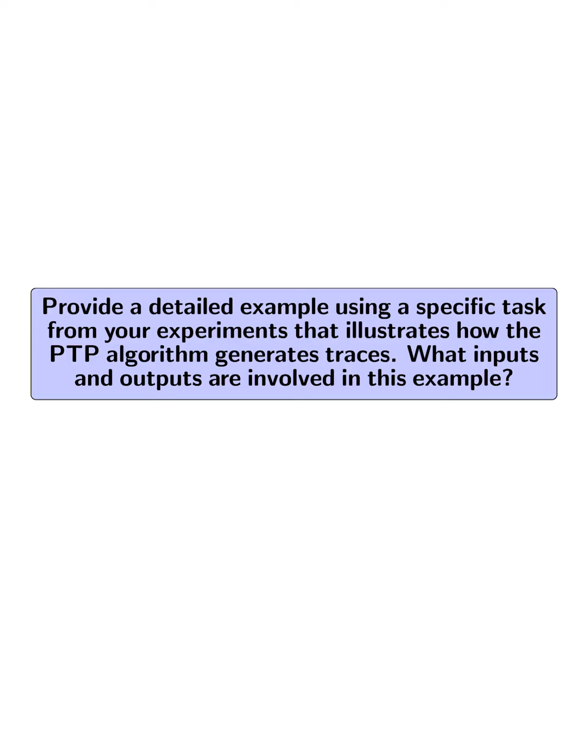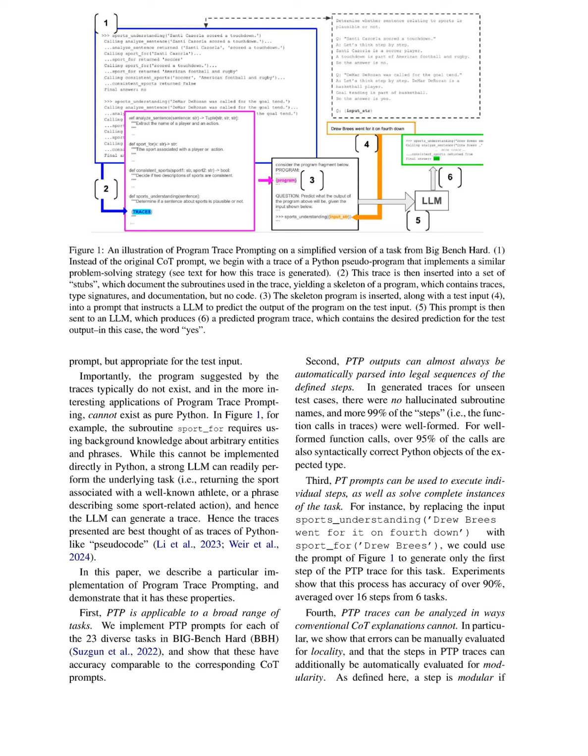Provide a detailed example using a specific task from your experiments that illustrates how the PTP algorithm generates traces. What inputs and outputs are involved in this example? In our experiments, we applied the program trace prompting, PTP, algorithm to the task of sports understanding, specifically using the input, Drew Brees went for it on 4th down. The PTP process begins by replacing the input in the prompt with a specific function call, such as sport_for Drew Brees. This function is designed to return the sport associated with the athlete Drew Brees.